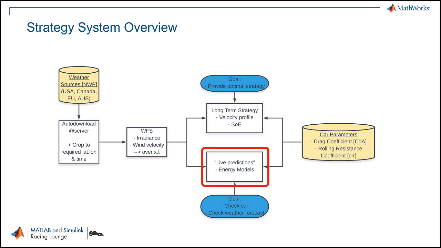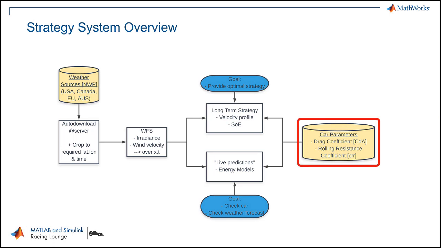Then we also have what we call live predictions, where we constantly check if our car is performing as we think it should be doing. And into this go our car parameters, so our coefficient of drag and our rolling resistance.